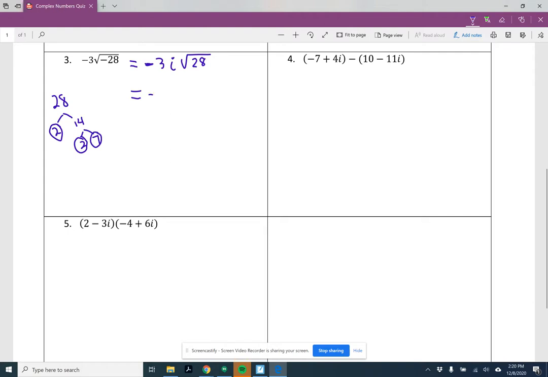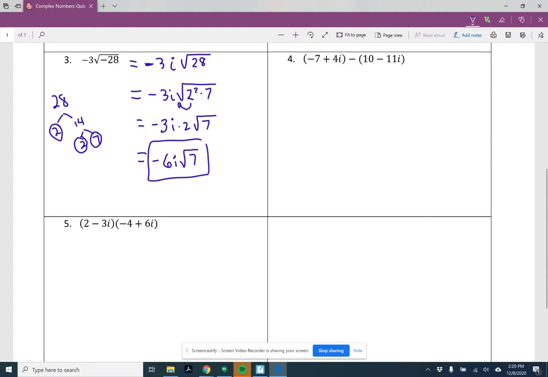So the 4, which is our 2 squared, is going to come out as a 2. So this 2 squared right here is going to come out as a 2. 7 stays underneath. We have negative 6i times the square root of 7. And there is our answer, negative 6i times the square root of 7.